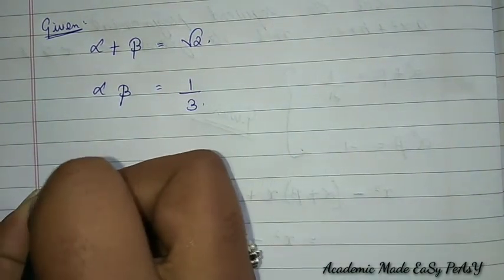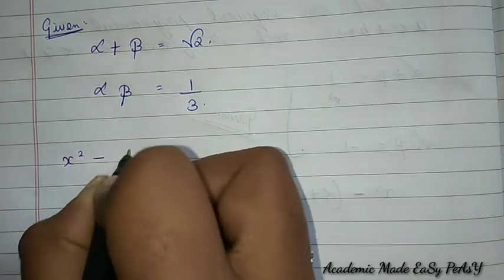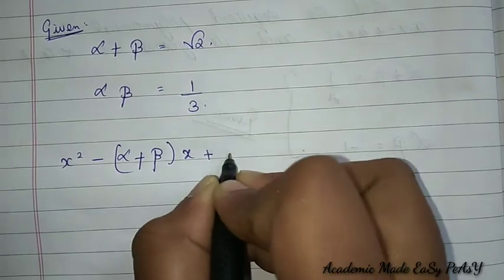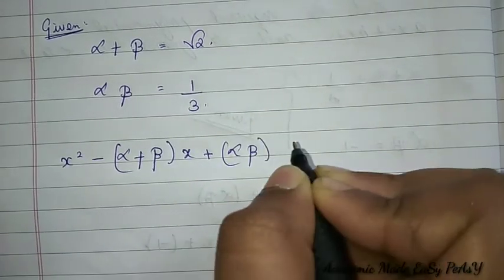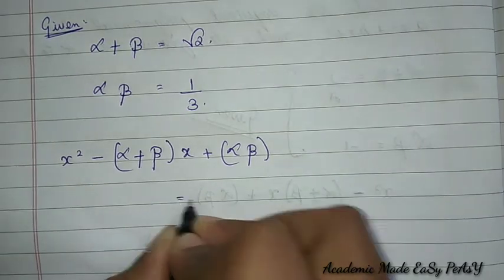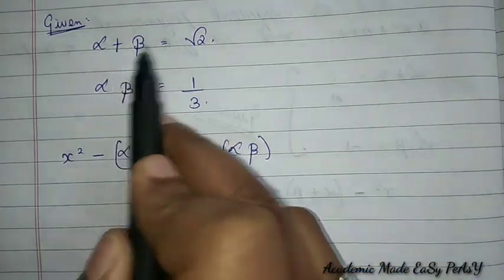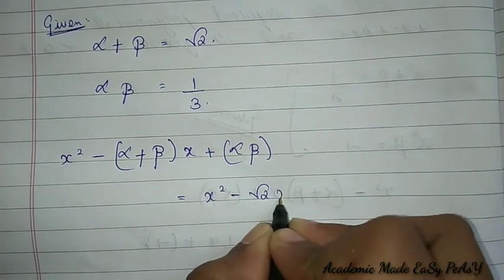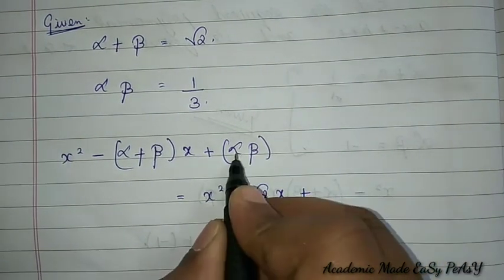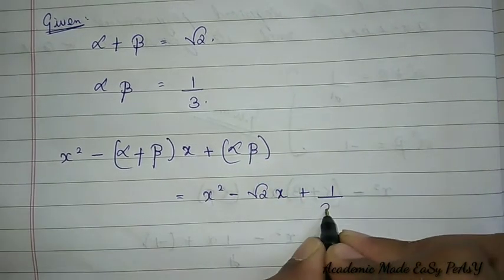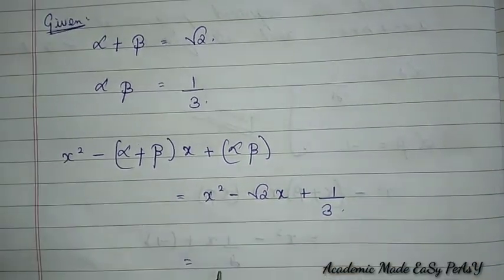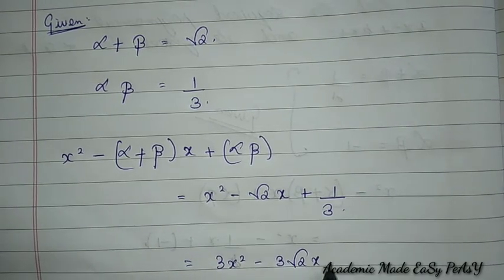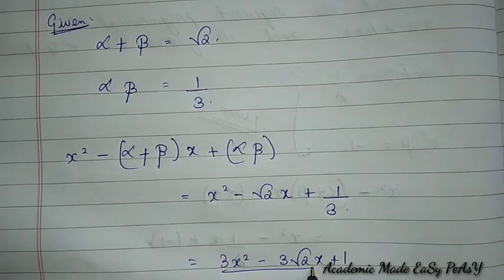So what is the general form? x square minus (alpha plus beta) x plus alpha into beta. So this is the general form, isn't it? So x square as it is. What is alpha plus beta? It is root 2, so minus root 2 into x plus alpha into beta, which is 1 by 3. So I will take LCM. So 3x square minus 3 root 2 x plus 1 divided by 3.